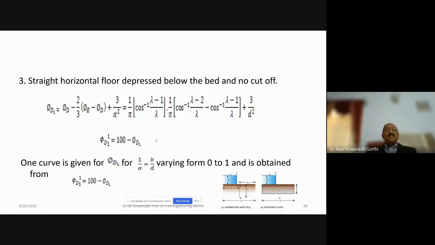Third one is the straight horizontal floor depressed below the bed, and there is no cutoff provided. In the figure, you can see here, B is the total length of the floor. The entire floor is depressed by a thickness D, in which case the pressures will be calculated. Of course, phi D and phi D1 in both the cases will be the same. And phi D1 will be equal to 100 minus phi D, because in the reverse flow, when you are taking 100 minus the pressure at the point D1, it will be equal to the pressure at the opposite side.